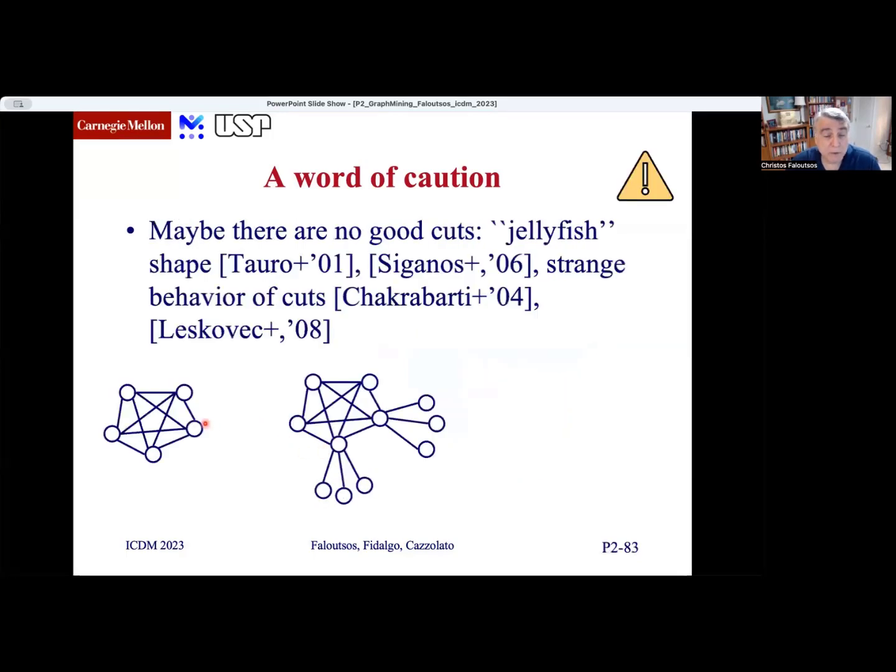So here is a toy example. If we have a full clique, it's not clear how to create two communities. People might say, well, this is not a realistic graph. That's probably true, but a reasonably realistic graph has a jellyfish shape, as published by Tauro and his colleagues, and followed up by George Siganos, right?